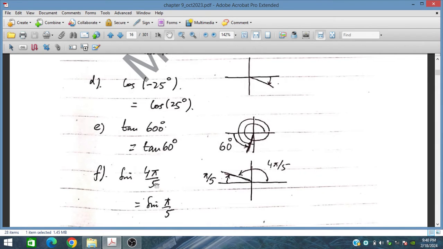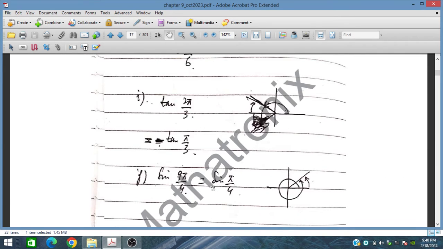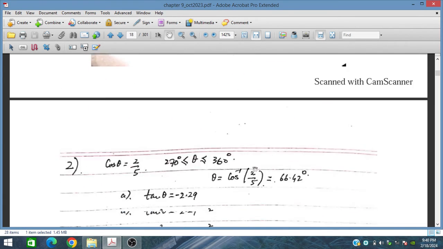So sine 4 pi by 5 is here in the second quadrant. If we subtract 4 pi by 5 from pi, because from here to here this is pi, we will get this acute angle, which is pi by 5, and in the second quadrant sine is always positive, so that's why this is equivalent to this one. Similarly for this one and other problems.